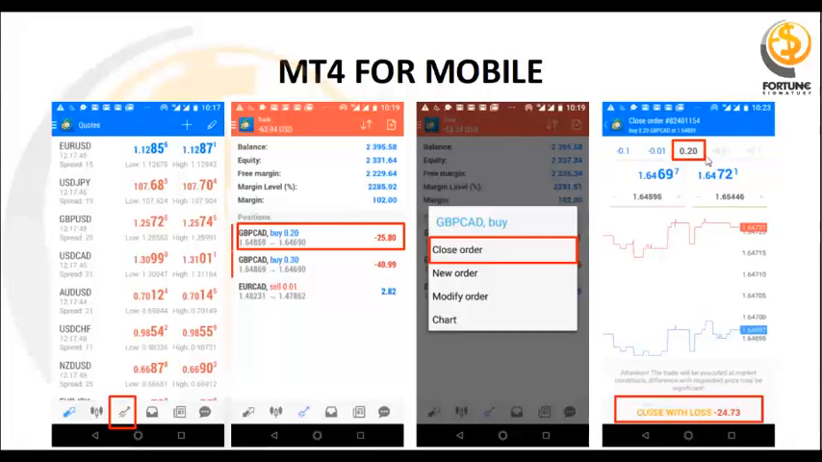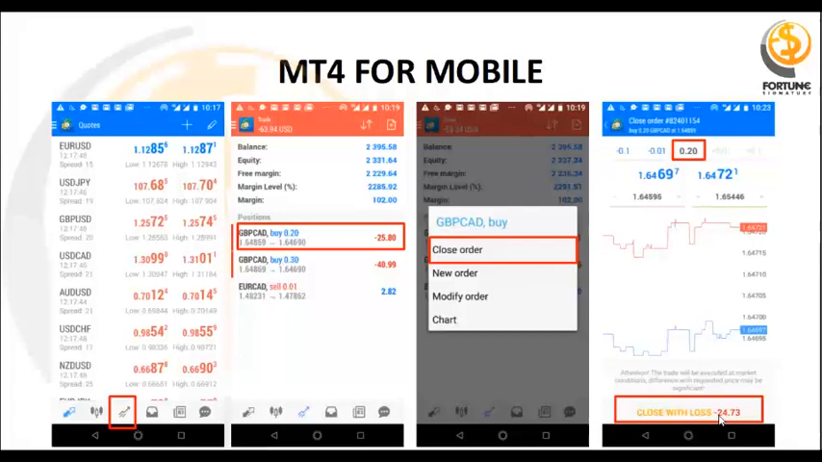What do I do? I would come here to close order. Rather than close immediately, I will come all the way up here to where the lot sizes are adjustable, and I will adjust it. This is 0.20. I can adjust it to 0.10, which is half of what I had already envisaged. So rather than have a loss of 24.73, I'll be having a loss of 12 point something. I'll take that loss and manage it in anticipation that the trade will still go in my favor, possibly.